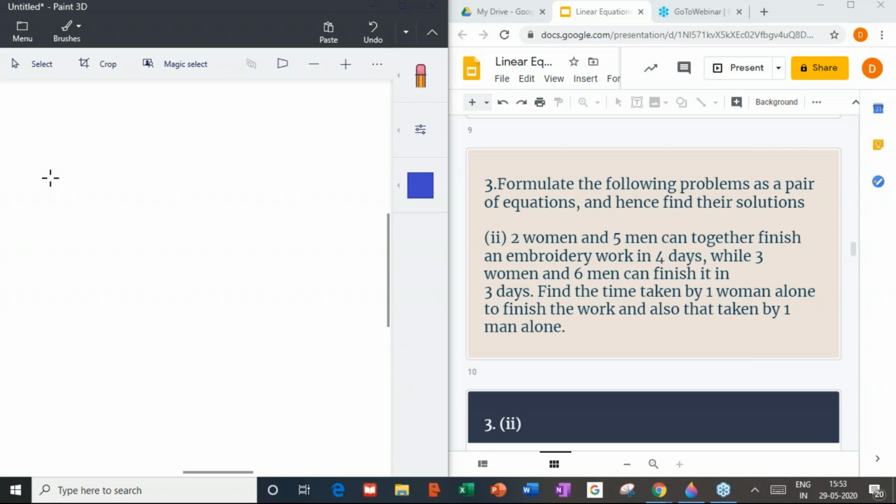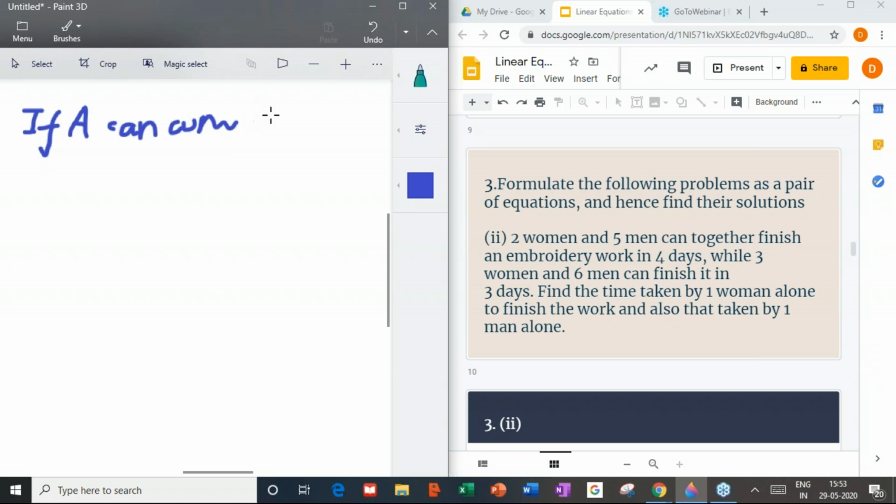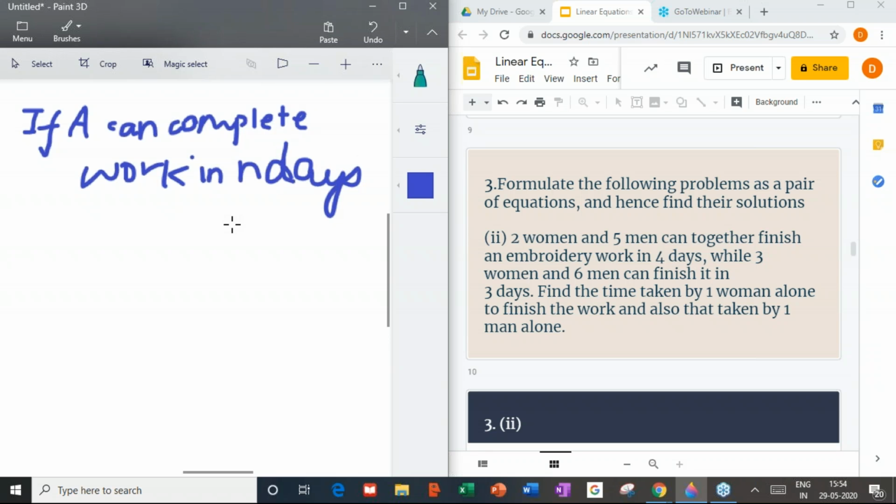Okay, in case of time and work related problems, I want you to keep this one fact in mind. I'm going to write it here. Suppose A is, oh, it could be anything. They might give you something in terms of A, B, woman, man, whatever, girl, boy. If A can complete work in n days, I want you to write this down, okay, all of you? Because this is the key point. Like in the upstream, downstream one, like I said, the key point is you need to know where to subtract and where to add. Like that, this is the key point.